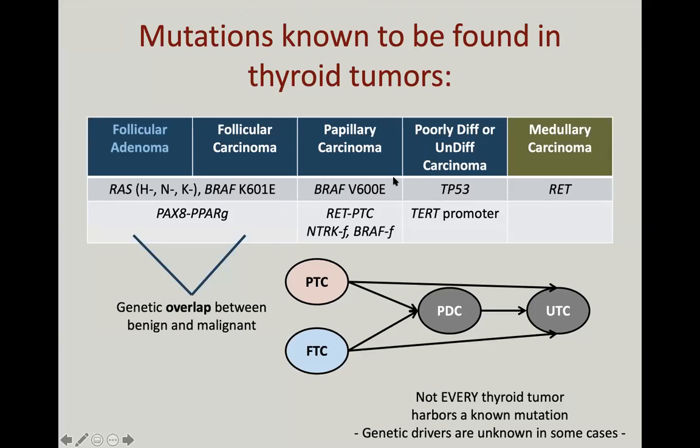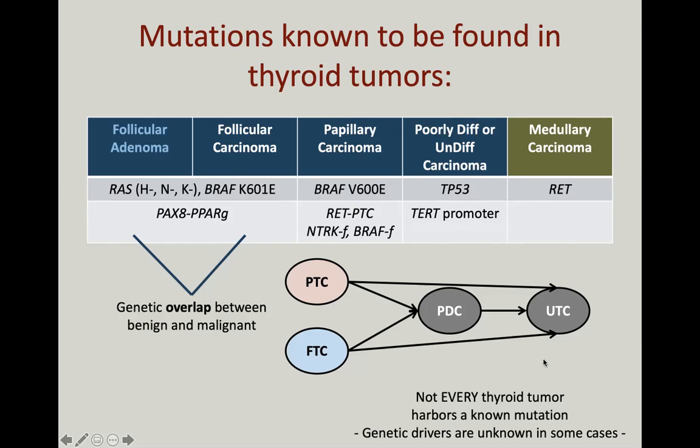Here's just a reminder of those genetic mutations that are known to be found in thyroid tumors. The RAS and the non-V600E BRAF, for example, the BRAF K601E, in your follicular neoplasms. These genetics tell you that you're dealing with a follicular neoplasm, but they do not distinguish benign from malignant. Once you have something like a BRAF V600E, your RET-PTC, or your NTRK and BRAF fusions, this is essentially diagnostic of papillary carcinoma. P53 and TERT promoter, as a reminder, you're going to be seeing in the more aggressive types, and RET mutations you're going to be seeing in medullary.